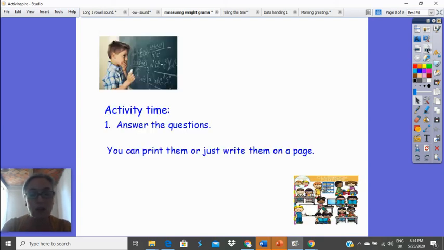You can print them, you can write them, you can do it on a computer, whatever way is best for you. I'm giving them to you today, but you don't have to do them all today. Don't panic. You have all week to do them. You can do a little every day or whatever way suits you best. I don't expect them all to be done today, okay, guys?